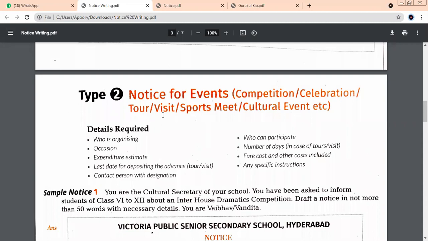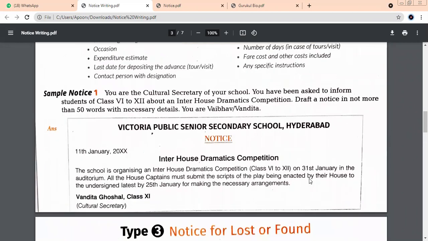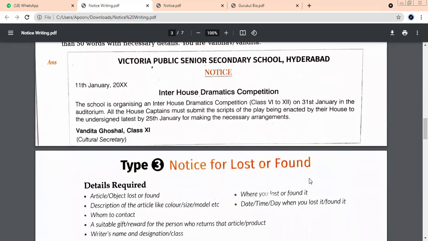Yes, beta, type 2, notice for events. Only write this much. No need to write all this in the bracket. No need to write the question and take this as a sample. This one. Please start writing this sample too.